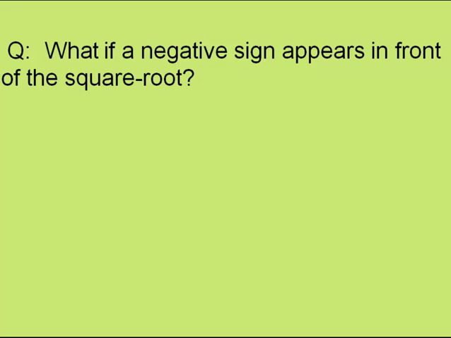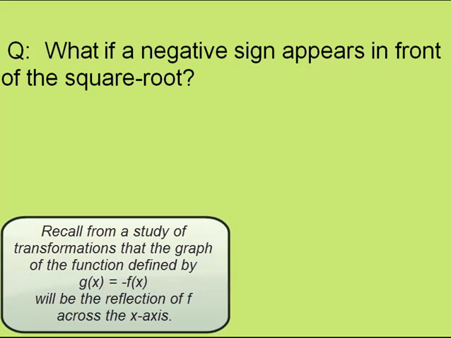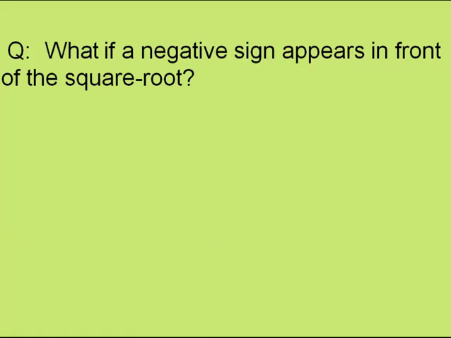Another issue. What if a negative sign appears in front of the square root? Well, thinking back to, say, your study of transformations, if y equals f of x is some function you're familiar with, and all of a sudden you read about a function g of x equal to negative f of x, what's that? Oh, that's just a reflection of the graph of f across the x-axis. So this negative sign in front of a square root would do the same thing, reflect across the x-axis.